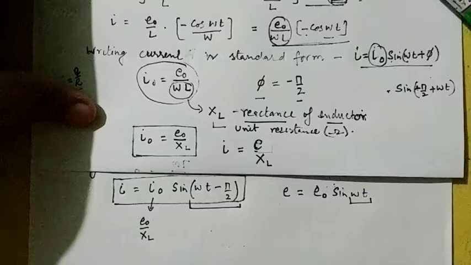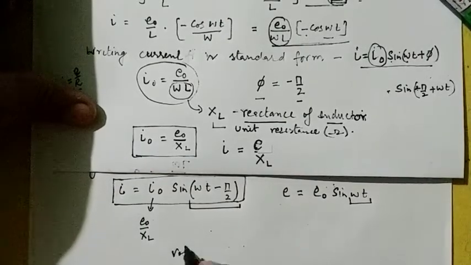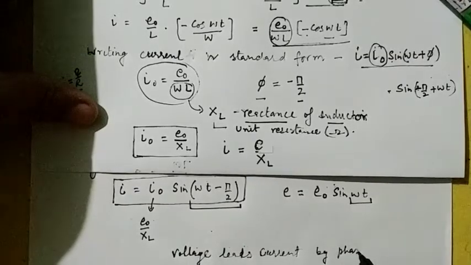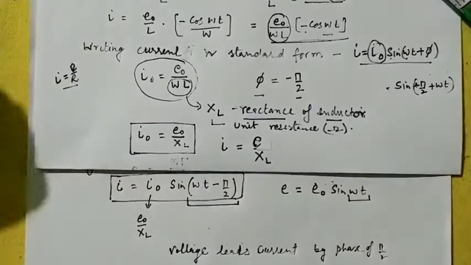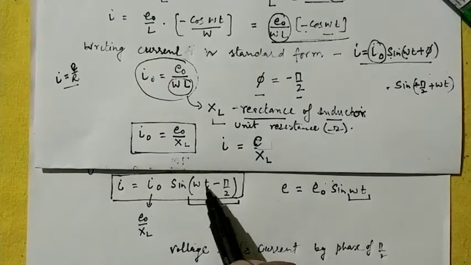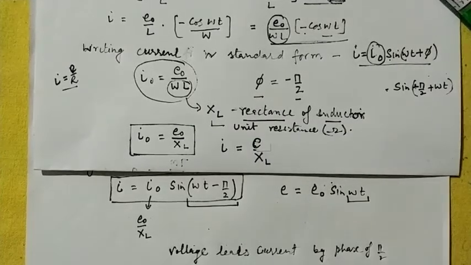So you can see here that the voltage leads the current by the phase of pi by 2. So we can say that here current lags because it is omega t minus pi by 2. The current lags the voltage by the phase of pi by 2.